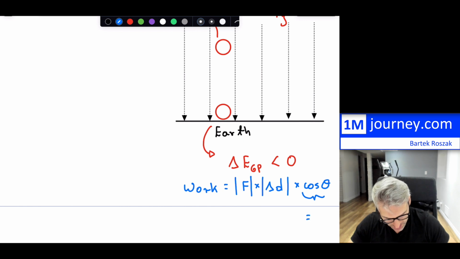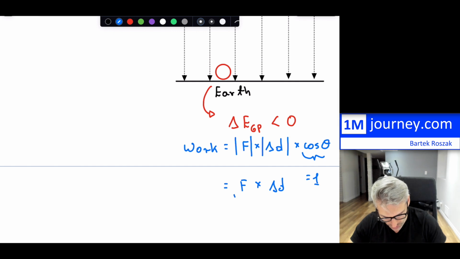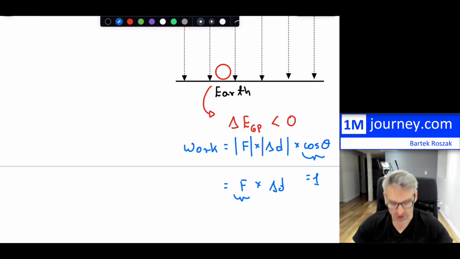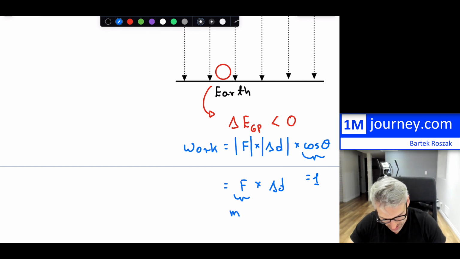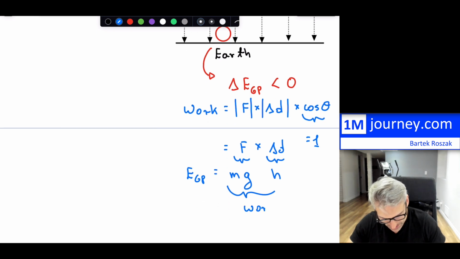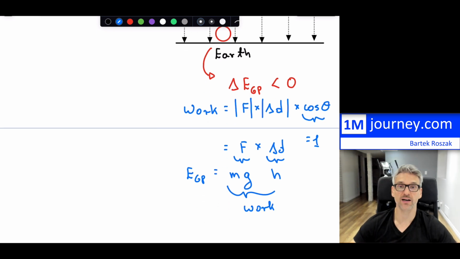So for us, if the angle is 0, then this simply equals 1, and all we really have, dropping the magnitudes, is force times the displacement. The amount of force that you would have to use is nothing else but overcoming the weight of the object, and the weight of the object is mass times gravity. The displacement is the height. And hence, we have found our gravitational potential energy: the amount of work that needed to be done in order to lift that object up.